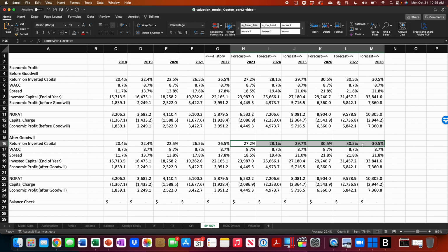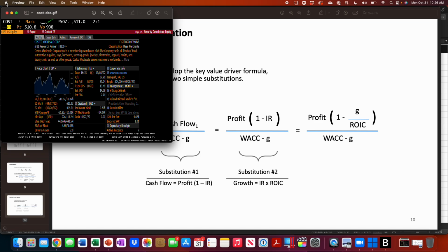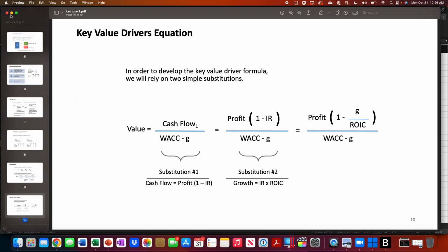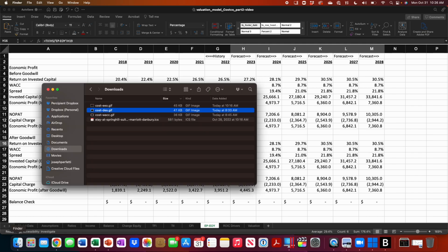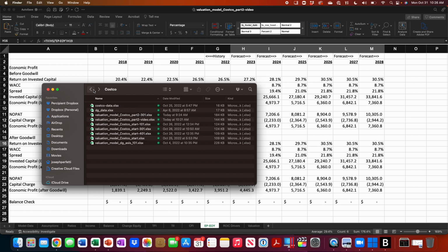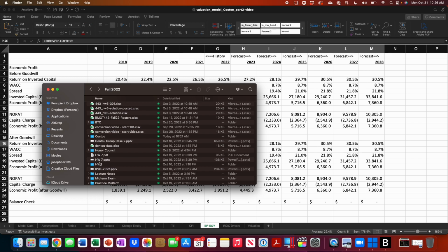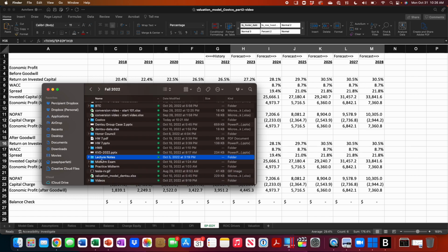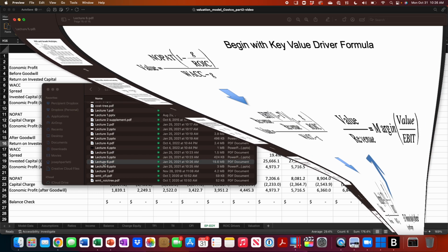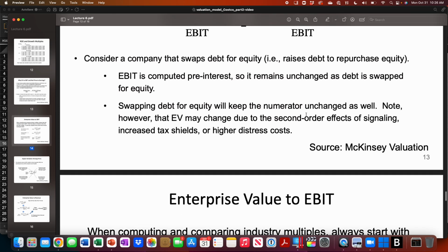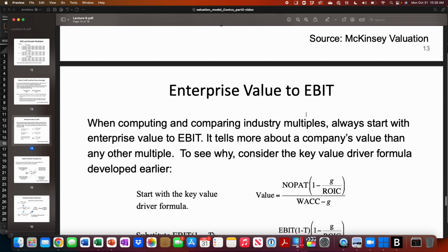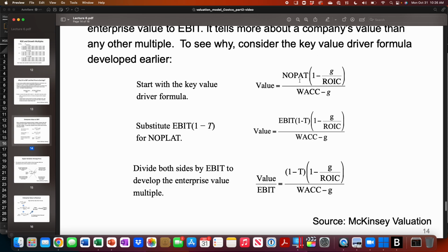Okay? So looking ahead, in future readings in the book and a lecture note, this is in lecture note 6, I believe. This is future reading in the book, but the point is, here is the key value driver equation.